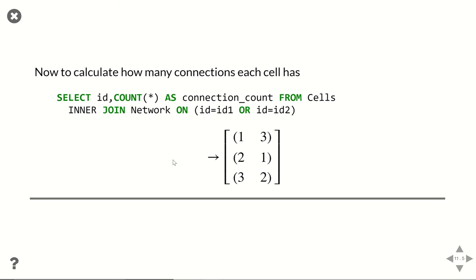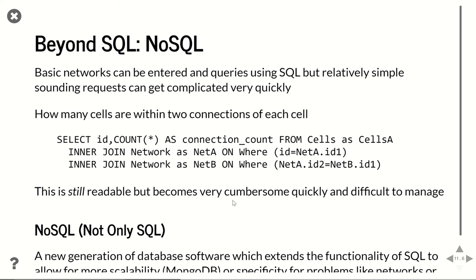The point here isn't exactly what the SQL line is, it's that you can do fairly complicated operations within the SQL environment. If you go beyond SQL, you'll see that complicated network analysis can get very difficult. If you're trying to see how many cells are within two connections of each cell, you end up with an inner join and then another inner join. And if you wanted to do 3 or 4 or 10 connections, you'd have a really, really long statement.